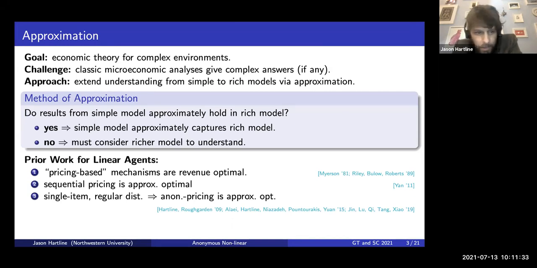Some of my favorites are, first, that pricing-based mechanisms are in fact revenue optimal. You can see the details of this by looking at the virtual value analysis of Myerson or the marginal revenue interpretation of Bulow and Roberts.